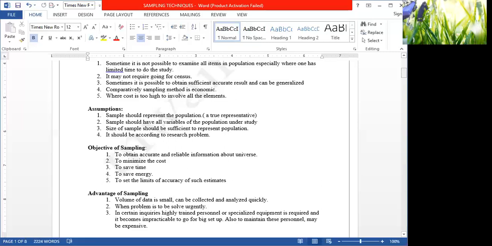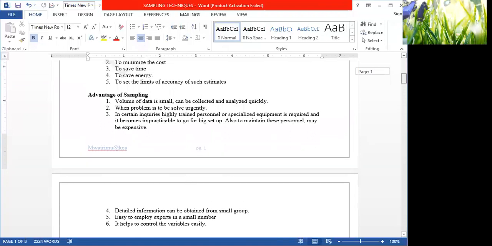As we look at the assumptions, the need for sampling, plus the objectives, they now lead us to the advantages. One, it is quick for us to carry out our research work based on a small sample size. We are able to solve the problem within a short period of time. The more you are able to analyze the case, the higher the possibility of you coming up with a solution to address a challenge that could be there in a particular country.